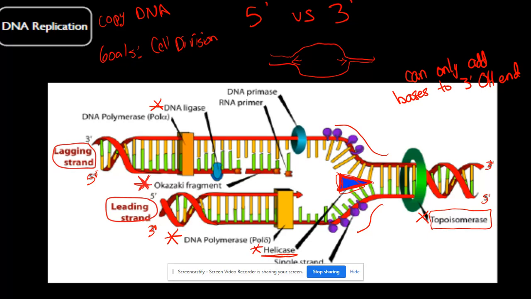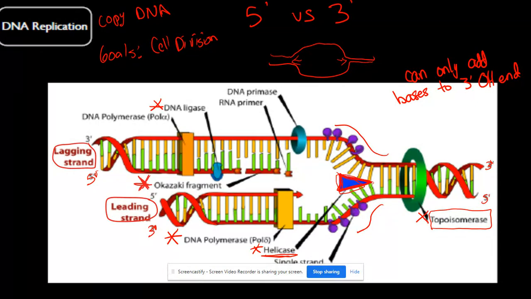Here's the rule: a nucleotide or a nitrogen base can only be added to a 3' end. Okay, write that down. Get to know that. That's going to make life a lot easier, because if you can't remember that and you can't associate where the 5' versus the 3' ends are, that's where the confusion comes in. So we're going to start with what they call the leading strand.